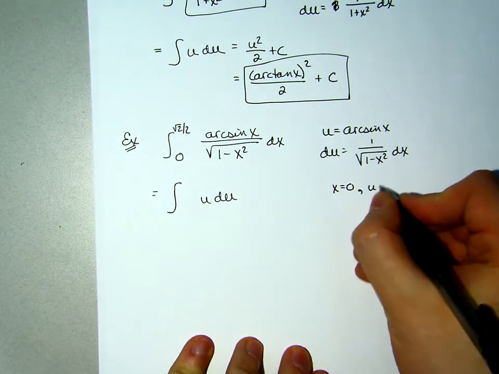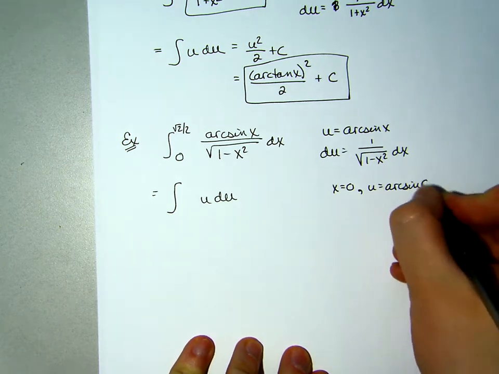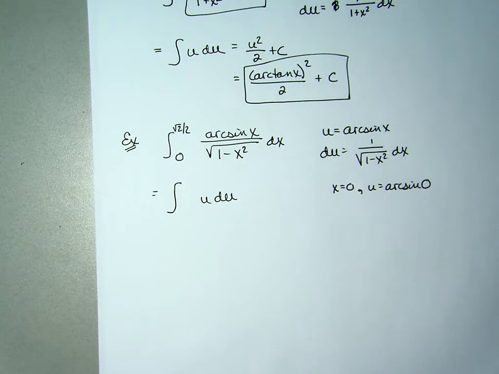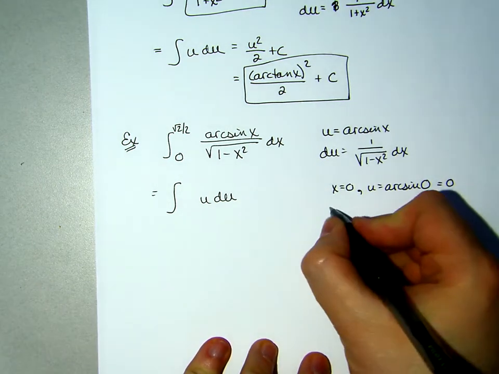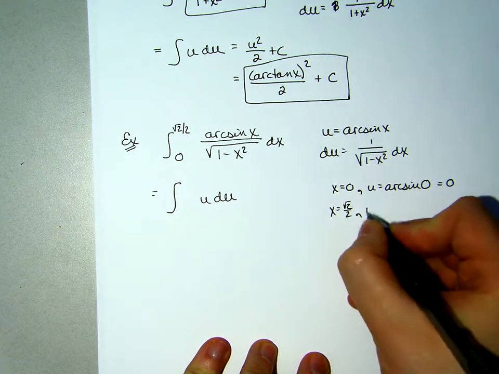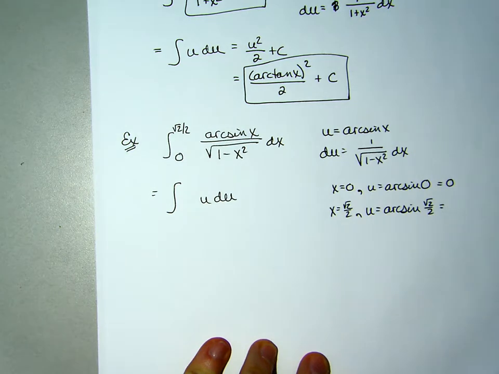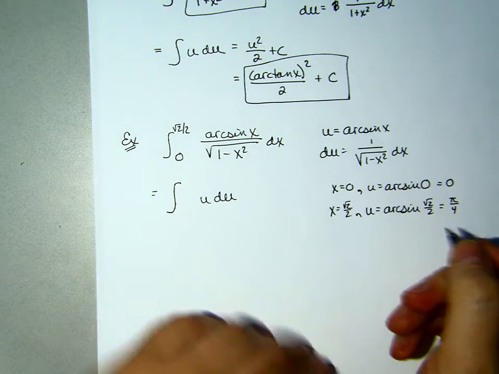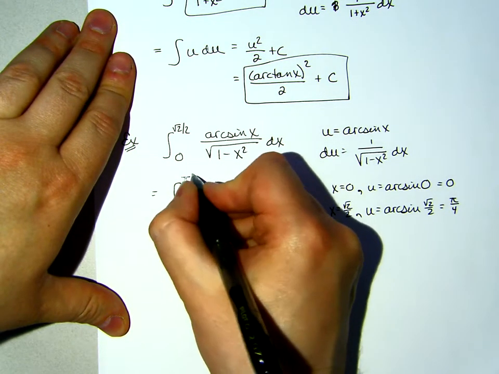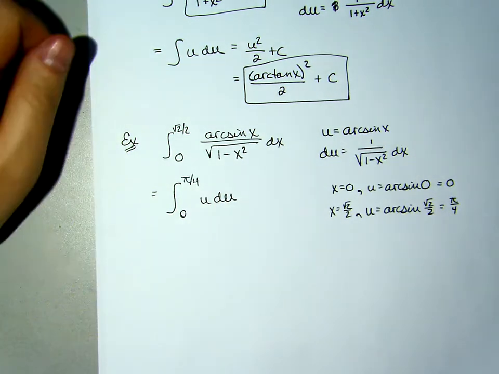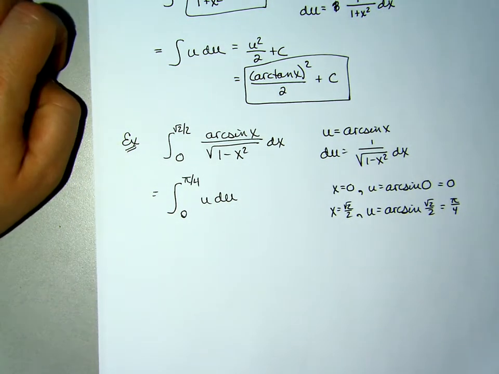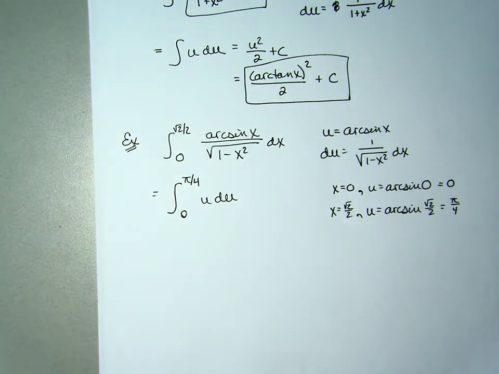Okay. So when x is 0, u is going to be the arc sine of 0. When x is root 2 over 2, u is going to equal the arc sine of root 2 over 2, which is pi over 4. We're going to integrate u du from 0 to pi over 4. Do it. Find the antiderivative, plug in. The answer will look a little weird. There may be pi's or other things like that in the answer. Integrate and let's see what happens.